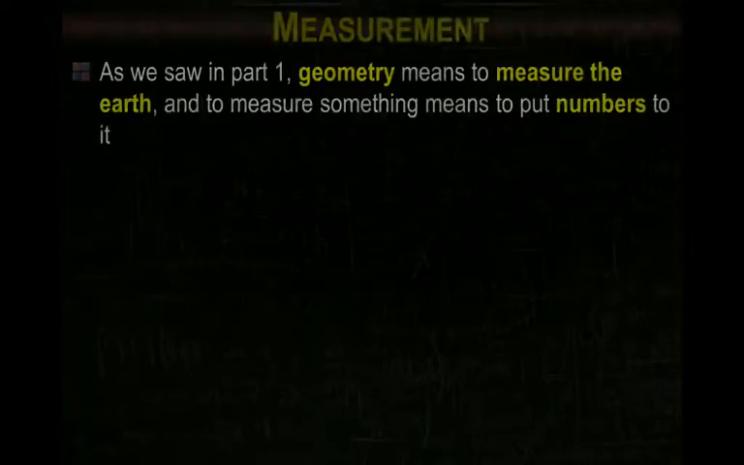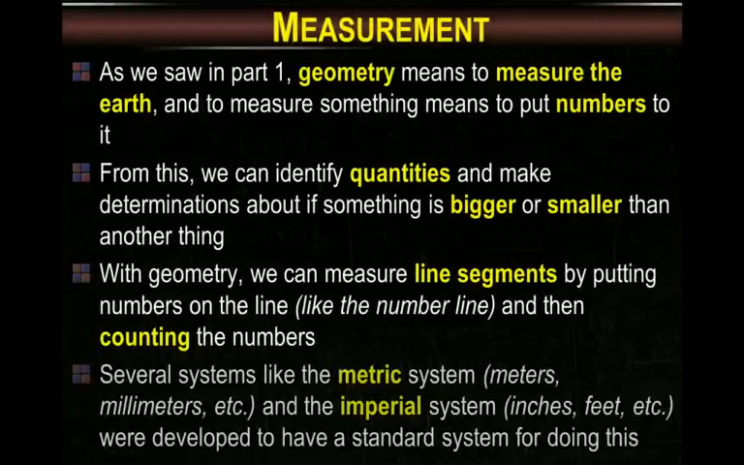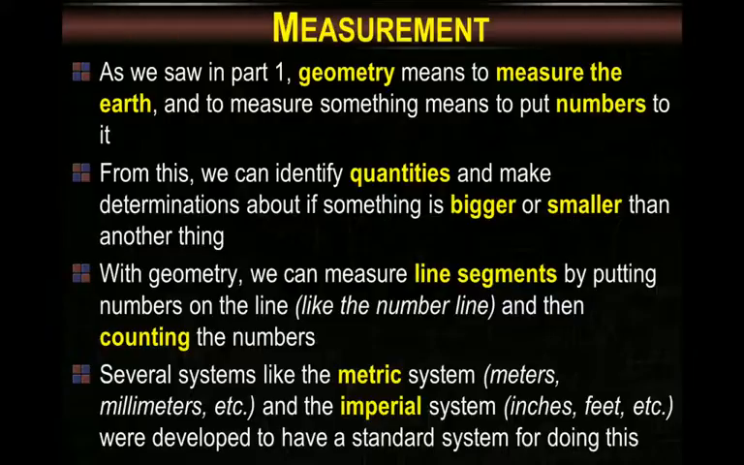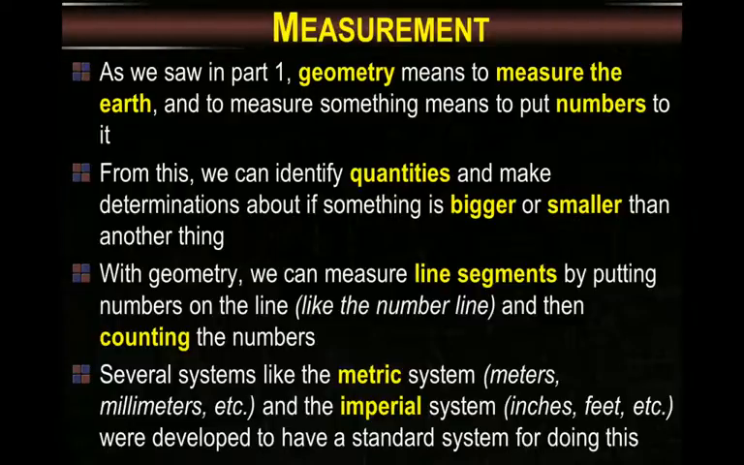Okay, so let's start with measurement, okay? The word geometry means to measure the earth, to put numbers on something. So this means that we need to be able to determine if something's bigger or smaller than another thing. That's what geometry is useful for. It's easy with something like a line. Can I tell if one line is longer or shorter than another by just putting numbers on the line, like the number line itself?